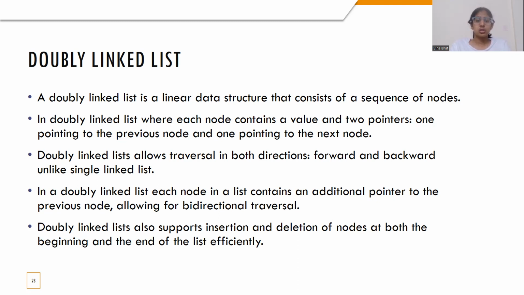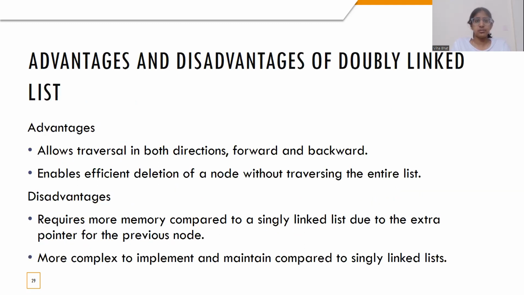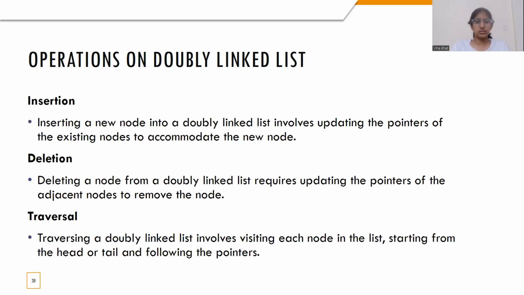So doubly linked list also supports insertion and deletion of nodes at both beginning and end of the list efficiently. So here are few advantages and disadvantages of doubly linked list. Advantages include allowing you to traverse in both the direction, forward and backward. It also enables efficient deletion of node without traversing the entire list. The disadvantages are as follows. It requires more memory compared to singly linked list due to the extra pointer pointing to the previous node. It is also more complex to implement and maintain compared to singly linked lists.